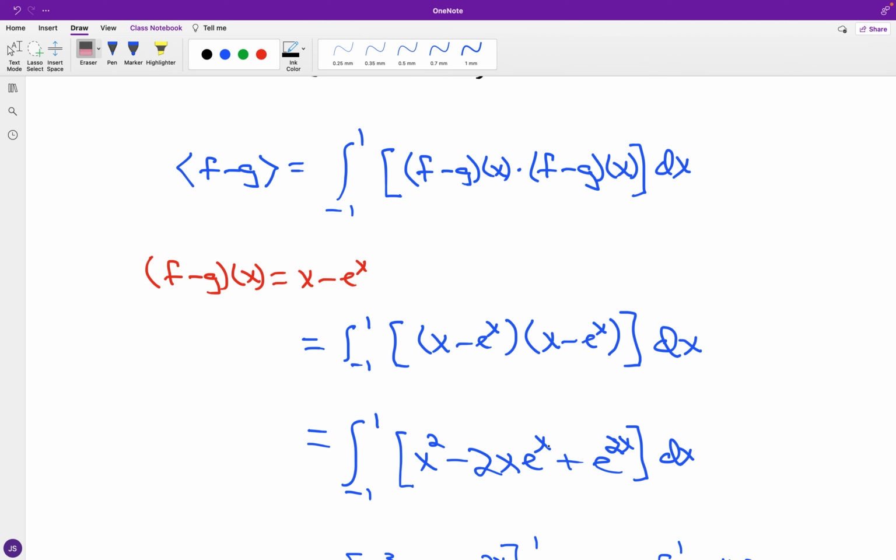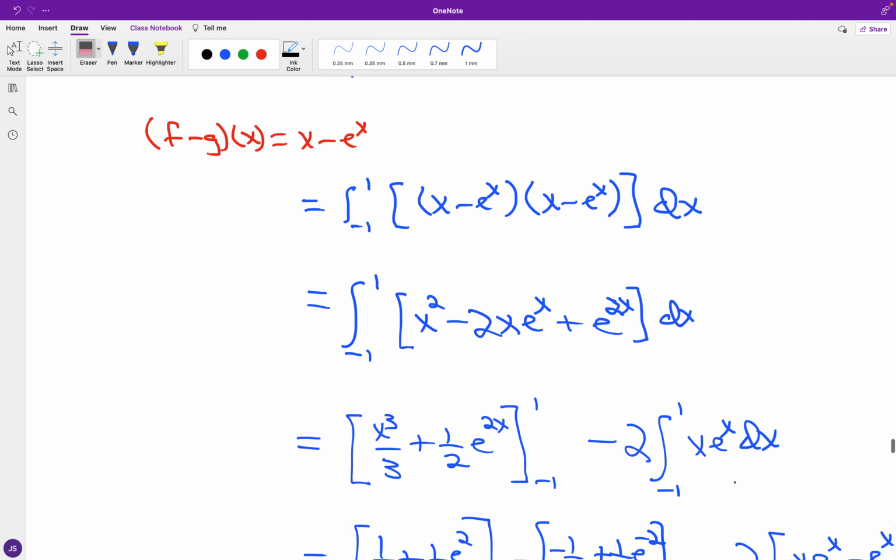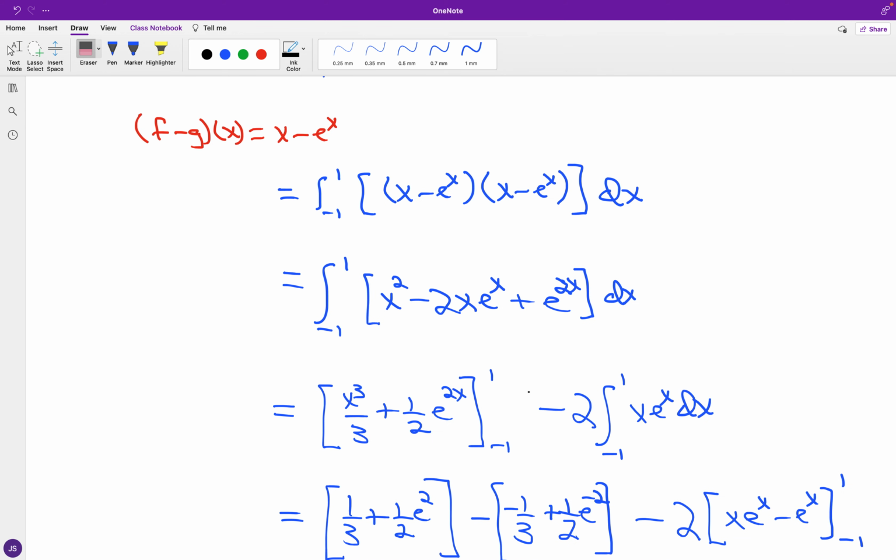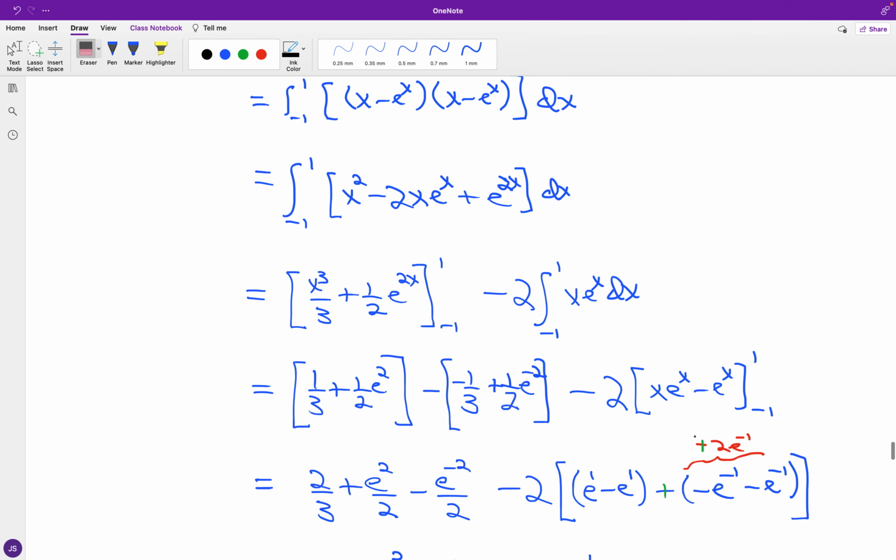And so in taking the product, we have x squared minus 2x e to the x plus e to the 2x dx. And for the antiderivatives, now we got x cubed over 3 plus 1/2 of e to the 2x. And again, there's a bit of the integration by parts residue. So you got that minus 2 times the integral of x e to the x. So this part comes from the first and last terms, and then we have minus 2 times the integral of x e to the x dx.